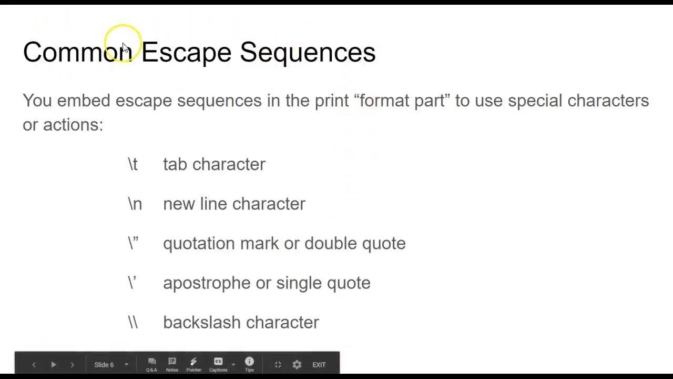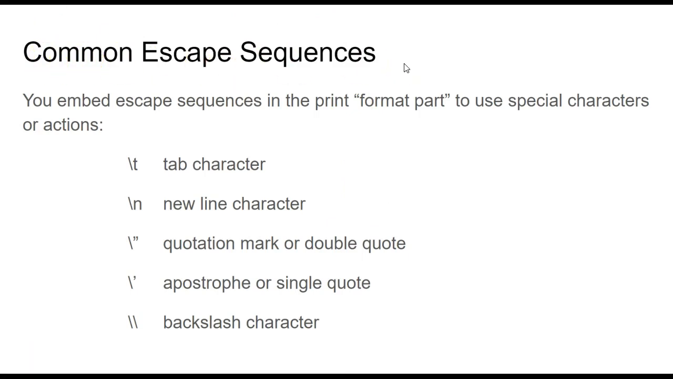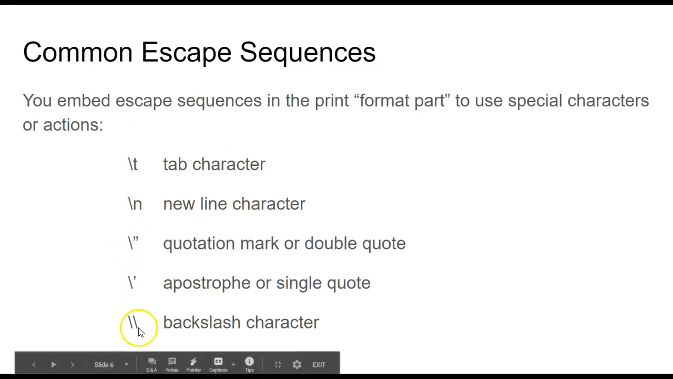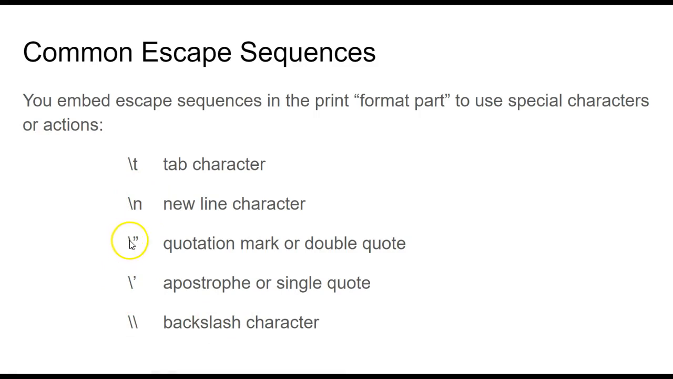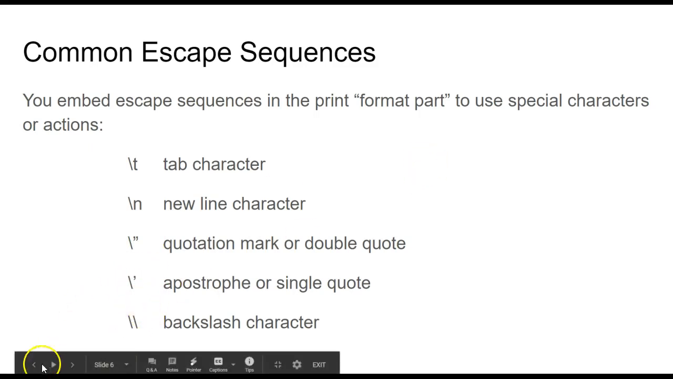All programming languages have what's called common escape sequences. These escape sequences are used inside, for example, of the print format part, the stuff inside the double quotes, to use special characters or actions. So I could do a tab, a new line. I could create a double quote, a single quote, or backslash. I need the escape sequence symbol inside of a double quote because double quote has a special meaning, so does the single quote, and so does the backslash itself.